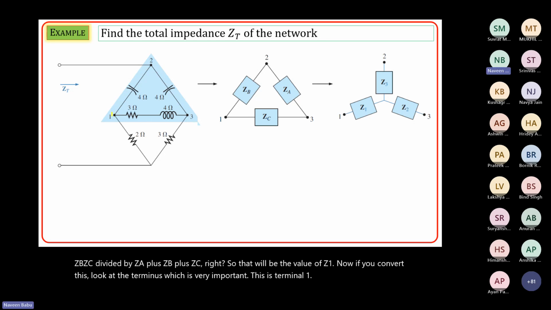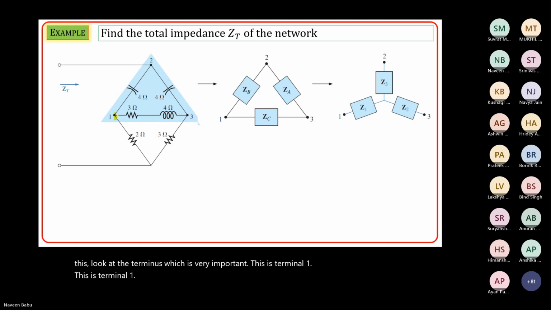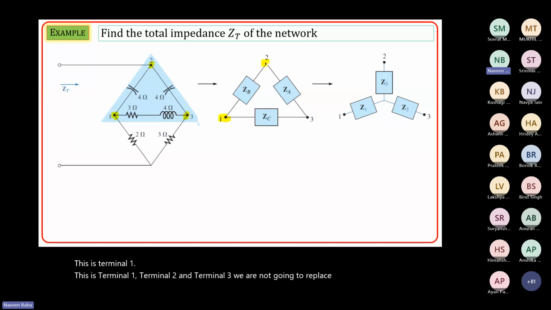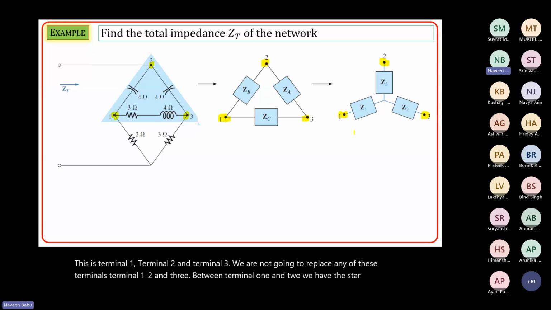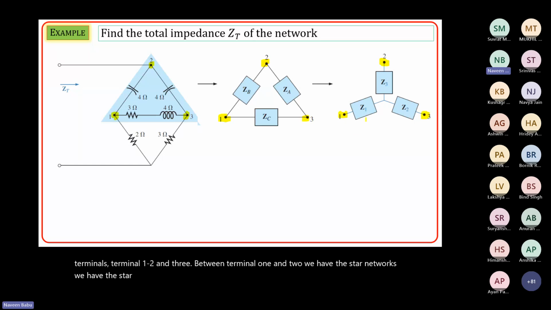This is terminal 1, terminal 2 and terminal 3. We are not going to replace any of these terminals, terminal 1, 2 and 3. Between terminal 1 and 2, we have these star networks. So your Z1, you will have to replace now.